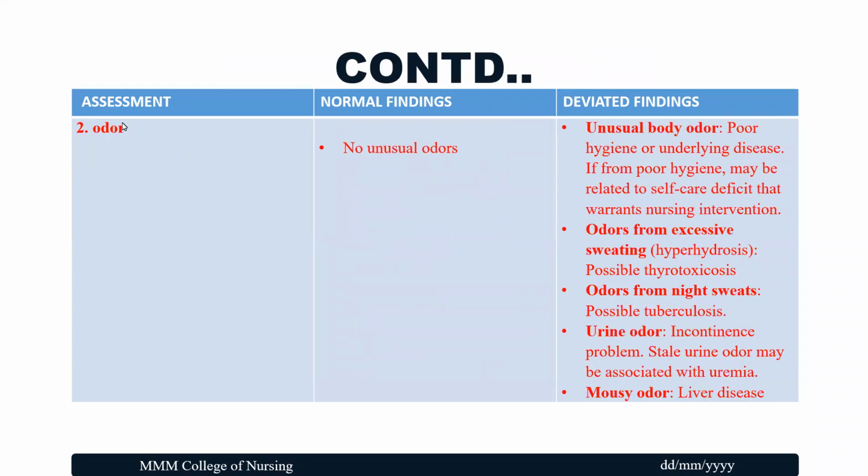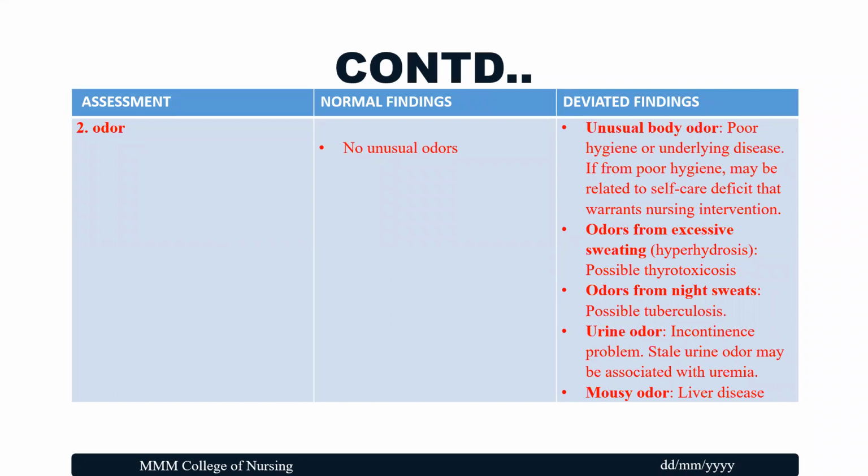Moving on to the second one, that is odor. When it comes to odor, there must be no unusual odors. So for this, we need to know what are the deviated findings, that is the unusual odors. What are they? Unusual body odor, poor hygiene, underlying disease. Poor hygiene may be related to self-care deficit that needs nursing intervention, right? So unusual body odor should be considered.